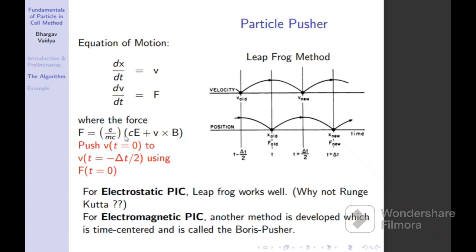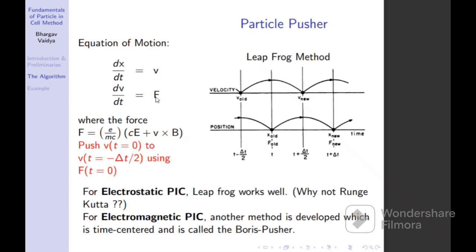For example, one such method is called the leapfrog. The idea behind this is staggering time and space. So, for example, how do you discretize this? This will be x new minus x old divided by delta t equal to v. And this will be v new minus v old divided by delta t equal to f.